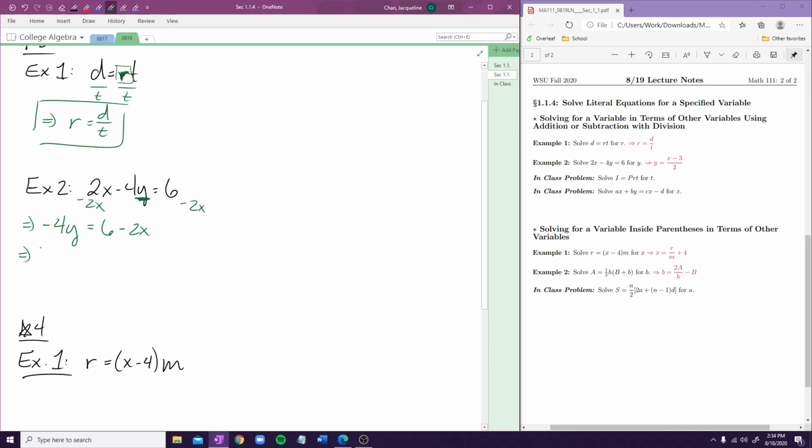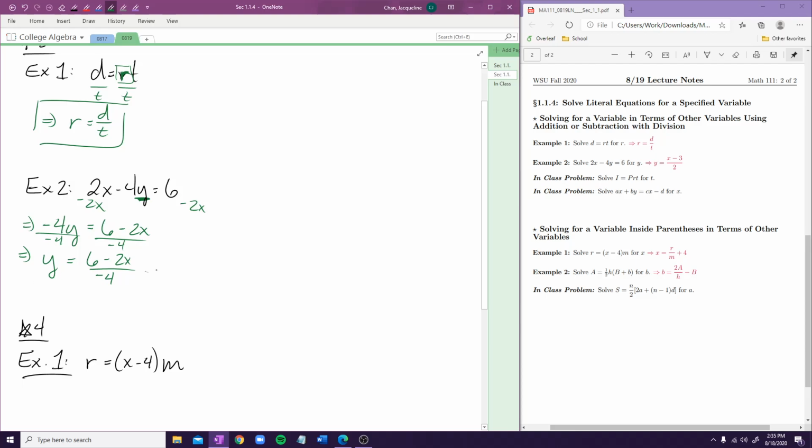Remember, when we solve for a variable, our goal is to make the number in front of it, which is the coefficient, 1. So in this case, how do I make this 1? We're going to divide both sides by negative 4. When I do that, I get y is equal to 6 minus 2x over negative 4. But we want to simplify this. If you look at it, 6, 2x, and 4 all have a 2 in common.